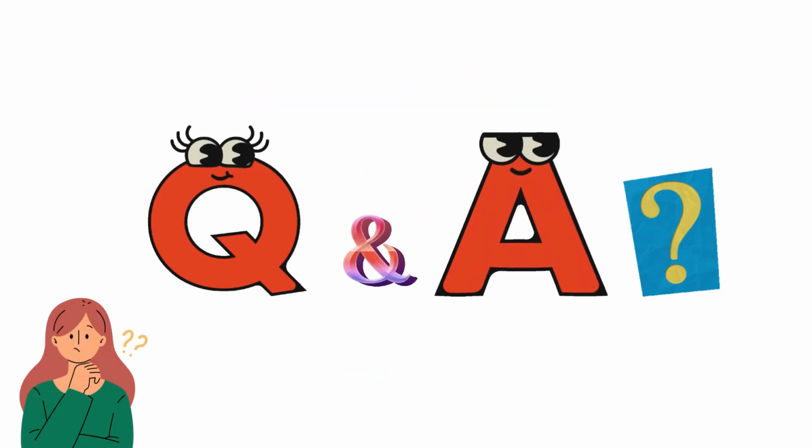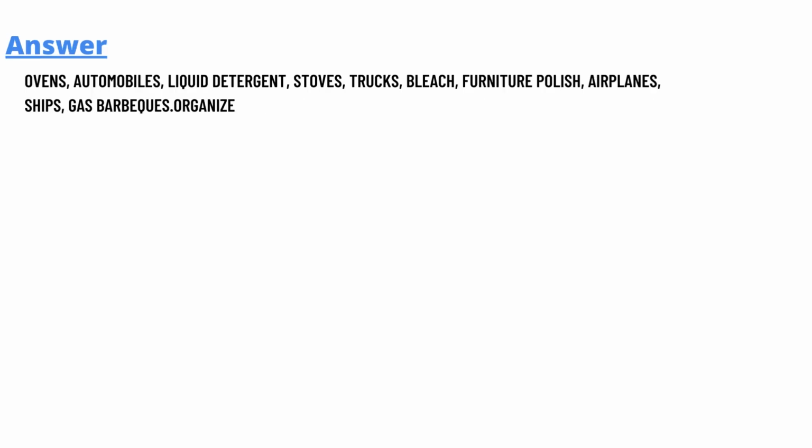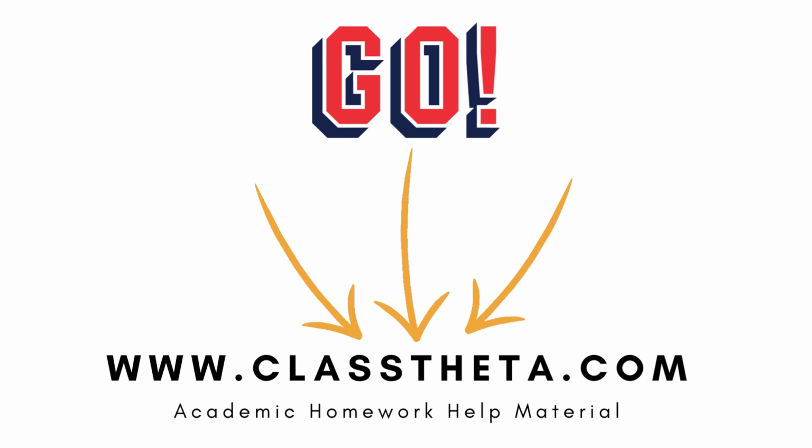So for today, the question we'll be discussing is: use categorization to remember the following sources of pollution in the environment: ovens, automobiles, liquid detergents, stoves, trucks, bleach, furniture polish, airplane, ship, gas, barbecue. Organize these sources of pollution into categories, write a heading for each category of pollution, and then write each source of pollution below the heading for the category to which it belongs. So category, and then we have source.